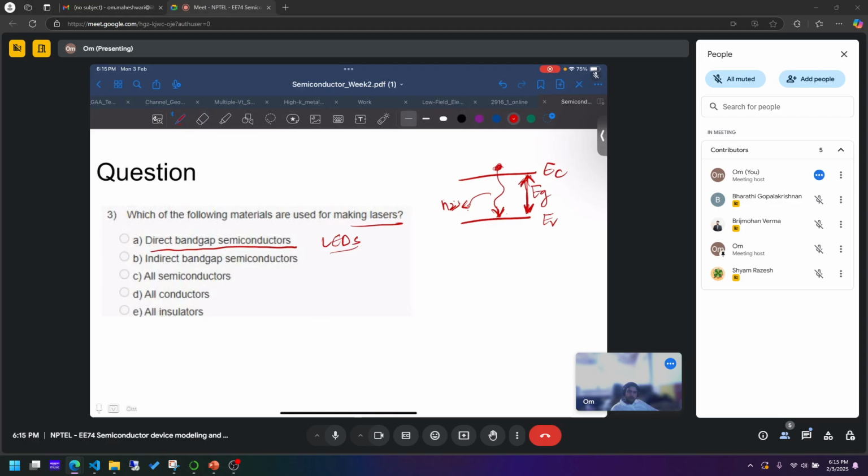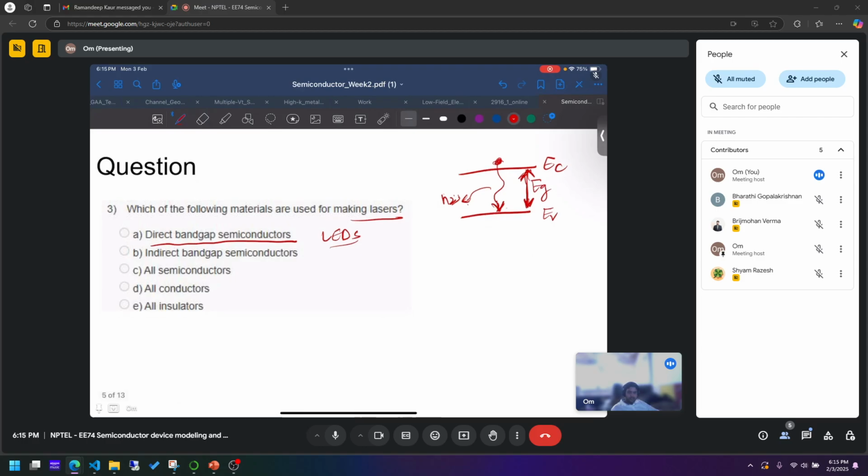What is an LED? LED is a light emitting diode. They are also a form of semiconductor, right? Diodes are made using semiconductor. Diodes are just PN junctions made using some semiconductor. So those are also made using direct band gap semiconductors.